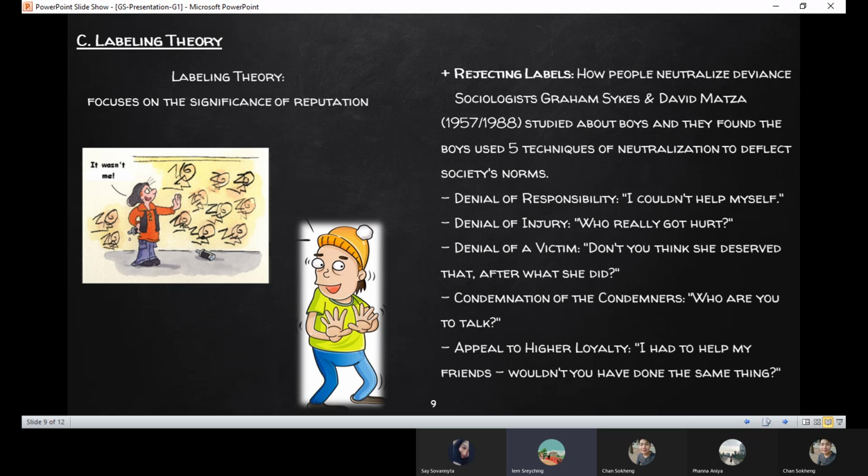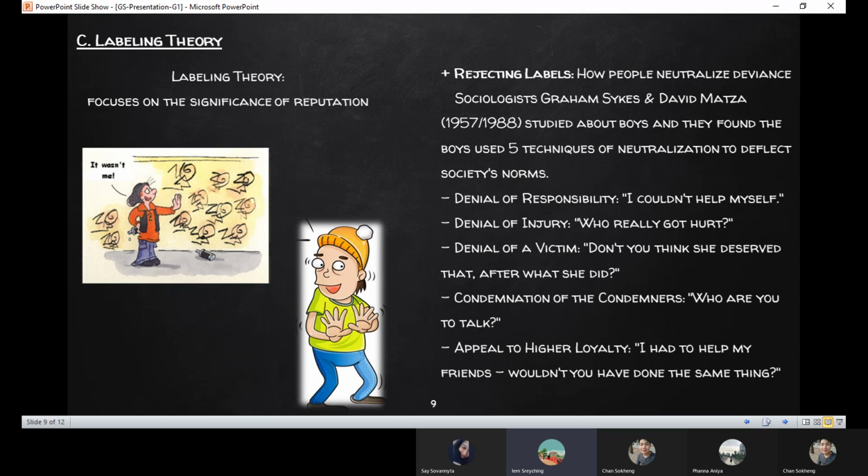The second technique is called denial of injury. Even if the boys acknowledge that what they did is illegal, they still try to deny it by explaining that what they did isn't wrong because no one got hurt. So this is called denial of injury.